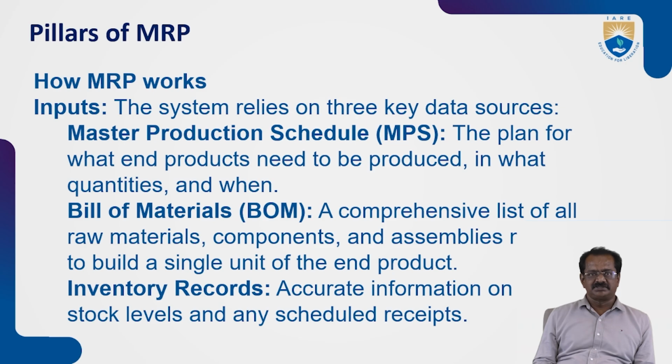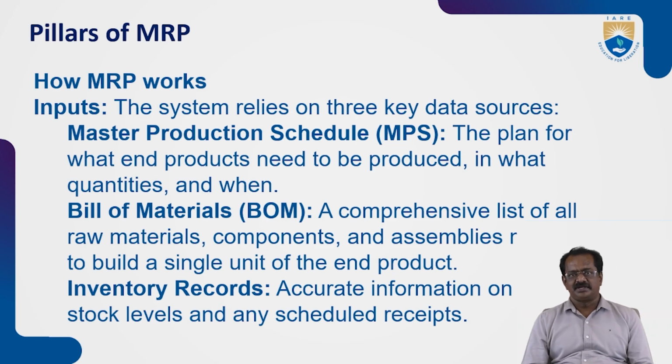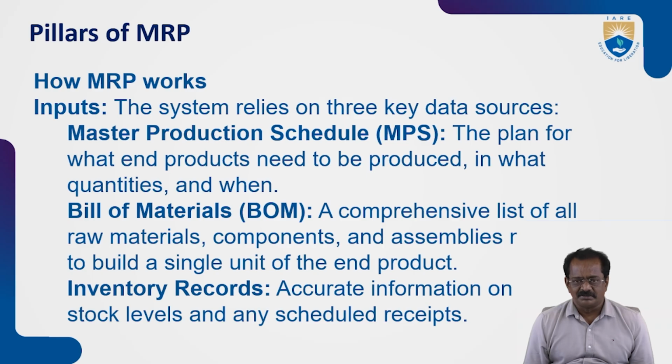So the master production schedule: what it should be, with what quantities. Earlier it was material requirement planning and master production schedule. The MPS is what needs to be produced. So if the order is received, for example, if plant A has to make, say, 1 lakh cars, that is the order fixed.